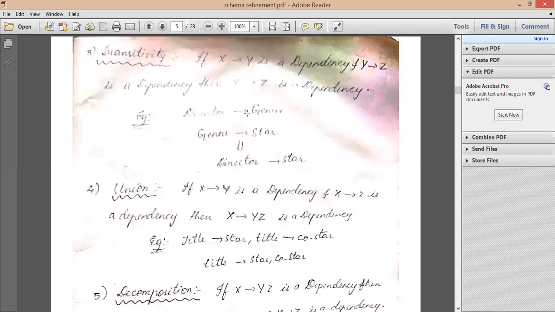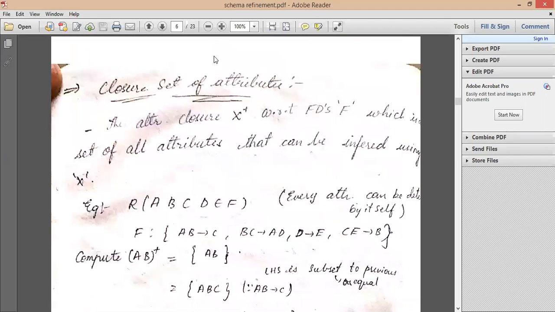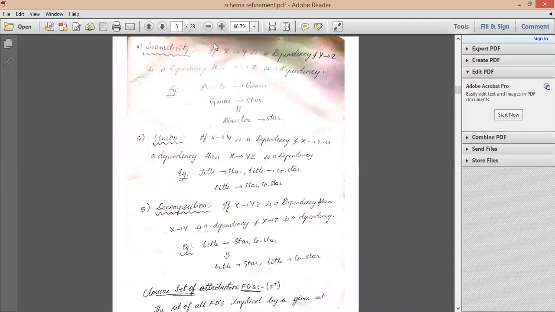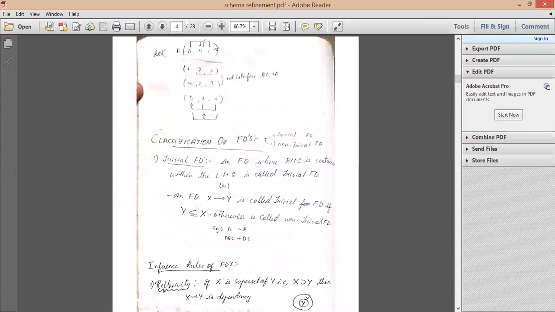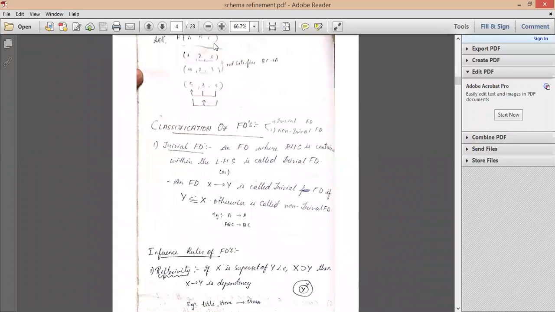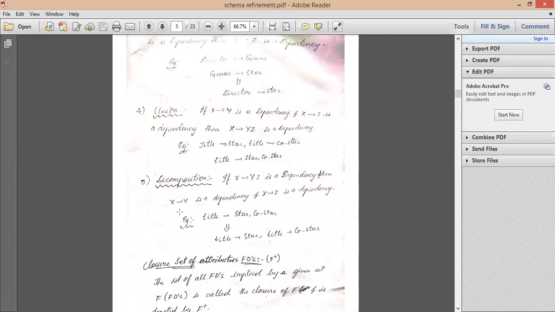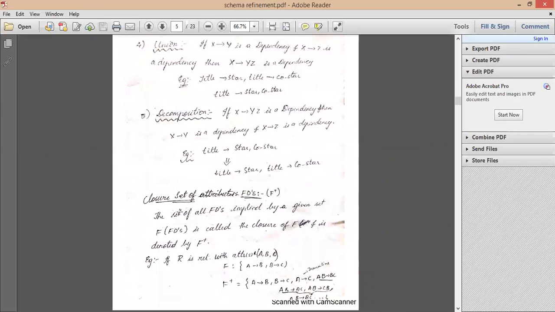Okay, next the classification of FDs, functional dependency. You all can go through these since these are only properties. You have trivial and non-trivial FDs, and inference rules: reflexivity, transitivity, union, decomposition. This you all already know. We'll go to closure for now, since this is important.